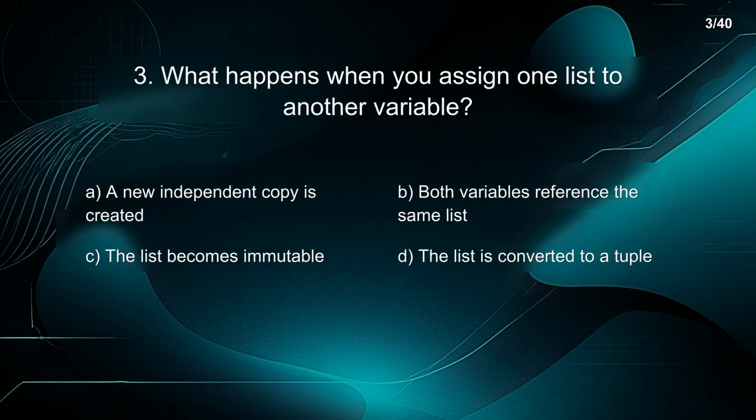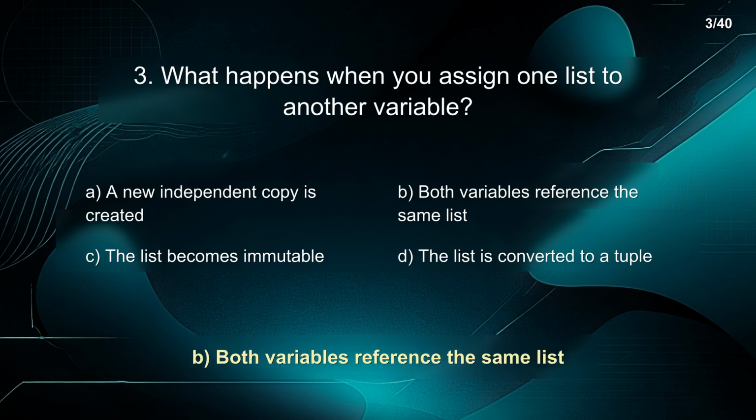Third question. What happens when you assign one list to another variable? A. A new independent copy is created. B. Both variables reference the same list. C. The list becomes immutable. D. The list is converted to a tuple. Correct answer is B. Both variables reference the same list.